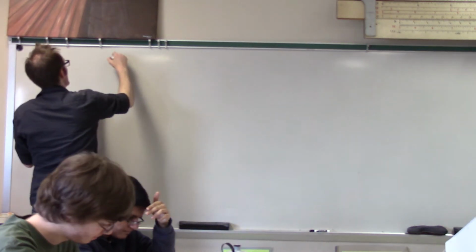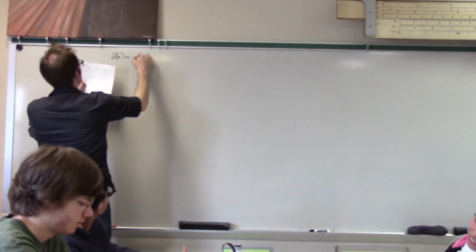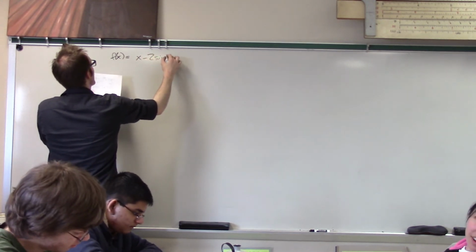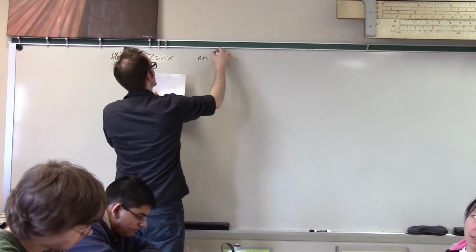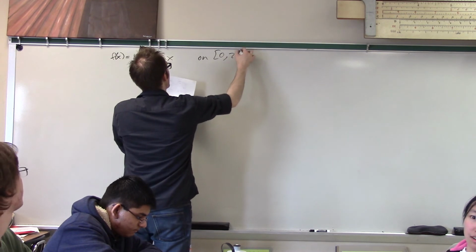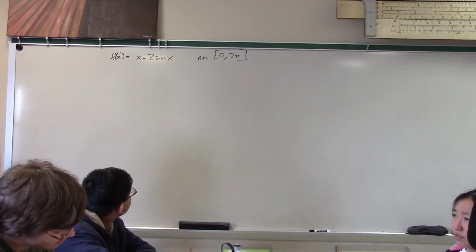One more problem. f of x equals x minus 2 sine x on the interval 0 to 2 pi. Find the absolute max and min. Go.